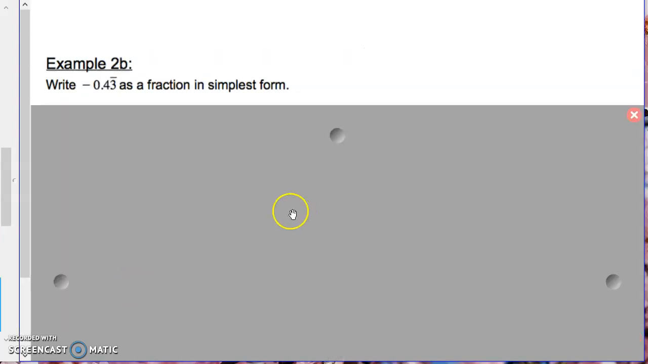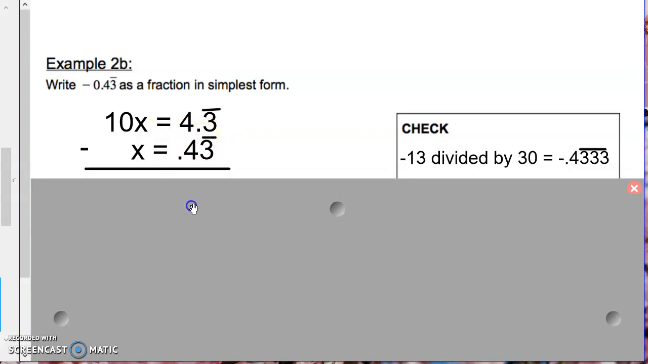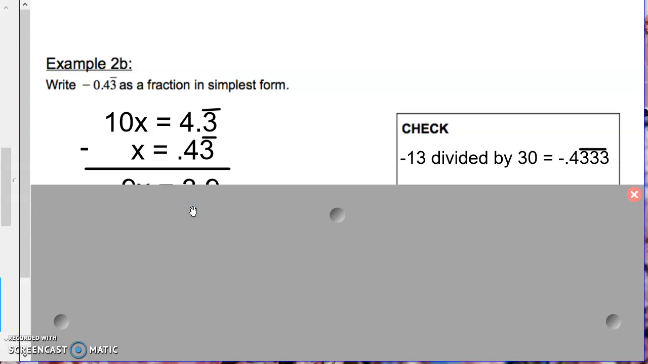We'll go through another example that's similar to that one. So write negative 0.4333 as a fraction in simplest form. Just like last time, it's 0.4 and then the 3 is repeating. So first thing I'm going to multiply by 10 on both sides because it's really only one digit that's repeating. So you have 10x equals 4.3 repeating. So then I'm going to subtract x equals 0.43 repeating.